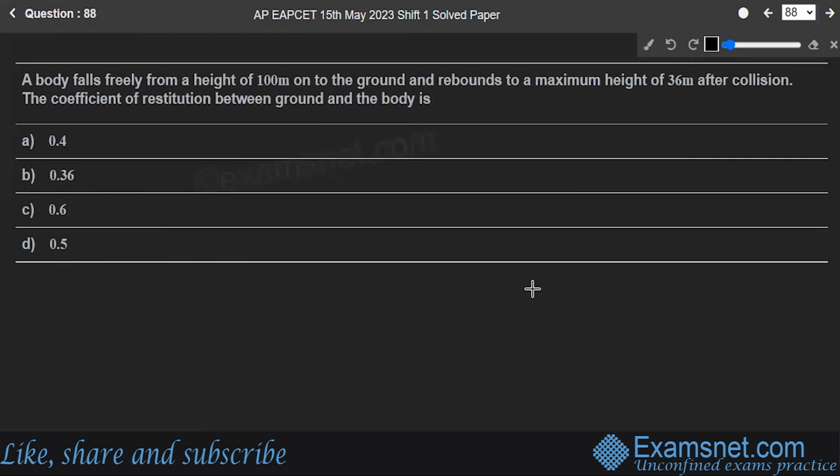A body falls freely from a height of 100 meters onto the ground and rebounds to a maximum height of 36 meters after collision. The coefficient of restitution between the ground and the body is? Fine. So initial height h1 is 100. Acceleration due to gravity is 10 meter per second square.